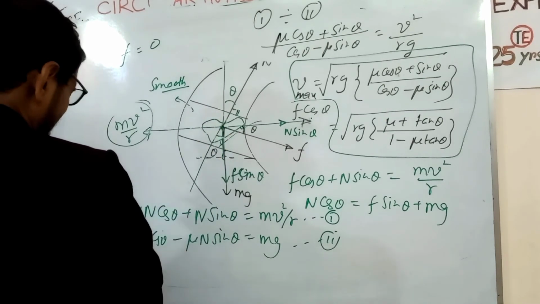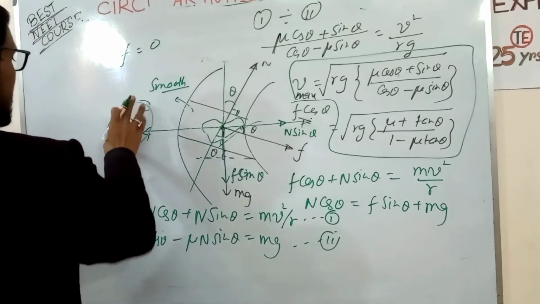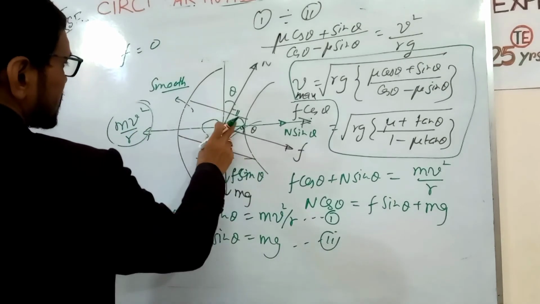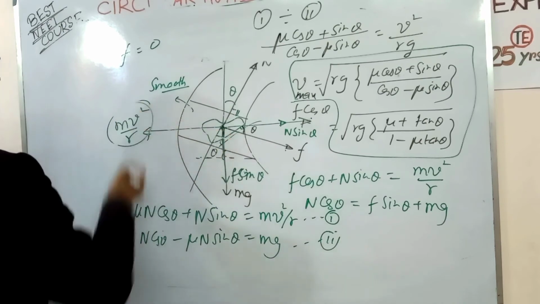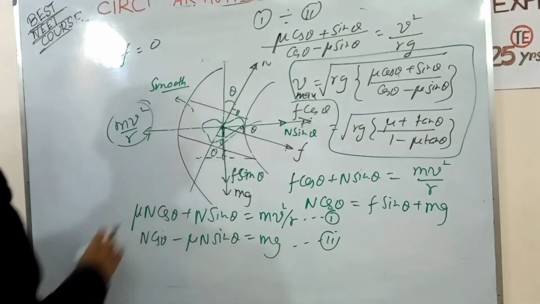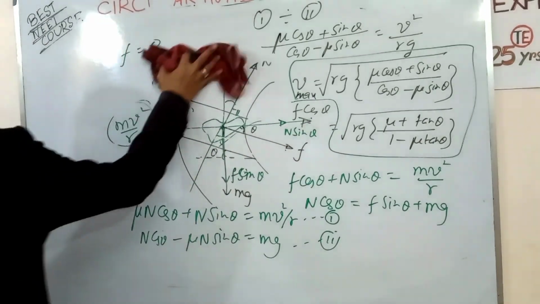If the velocity is less, then this value is less than the weight, so the car tends to slip downward, but friction prevents the slipping, so friction acts in this direction. Now what is the minimum velocity?